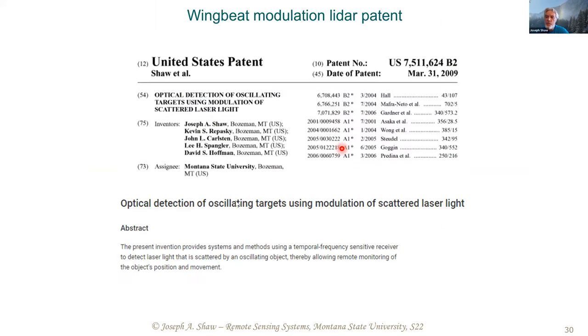And when we came back, we said, okay, we need to do something different because we need to separately detect insects from a blade of grass. So we came up with a new idea, and it was, let's speed up the laser, send out many, many more pulses than we normally do. And when we get the signal back, let's use the Fourier transform to calculate the frequency distribution of the return signal. And then we patented that method because nobody had ever done this before. So in 2009, we got a patent that has this title, but we call it wing beat modulation LIDAR.